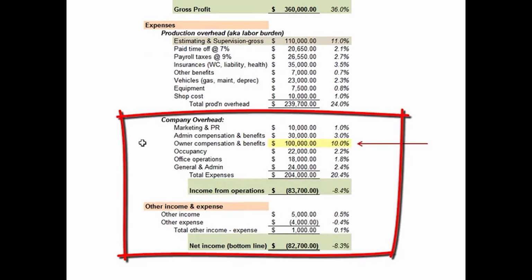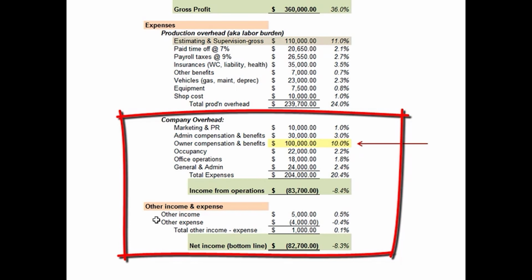Additionally, then we have company overhead, marketing and PR, administrative comp and benefits, the owner's comp and benefits, occupancy, office operations, and so on. Now, in this particular case, I've laid in the owner compensation and benefits at about $100,000, 10% of the income. And of course, this is what industry consultants talk about, especially for remodeling companies, as being a target number that the owner should be able to take out about 10% of income. And then there should be another 10% left over on the bottom line.